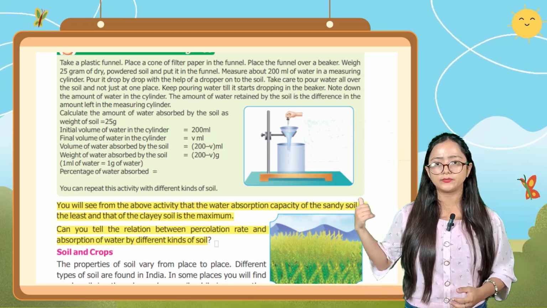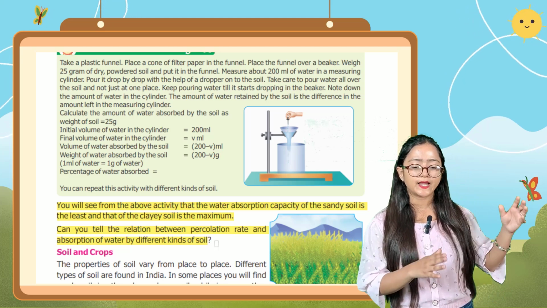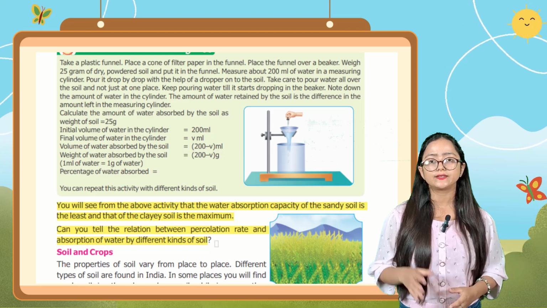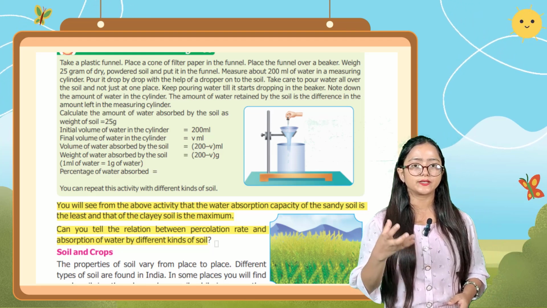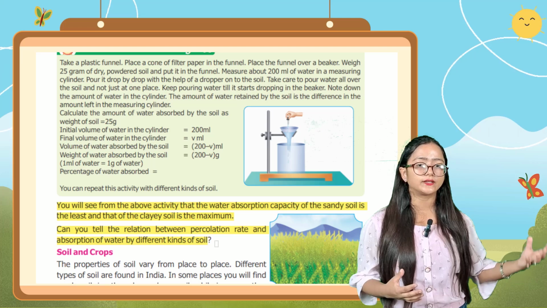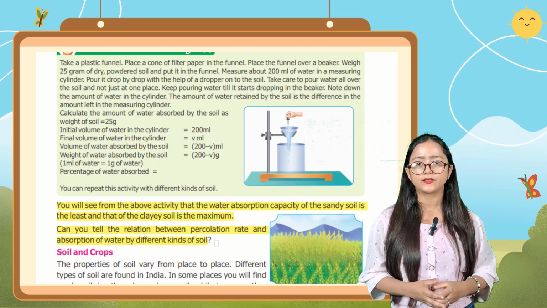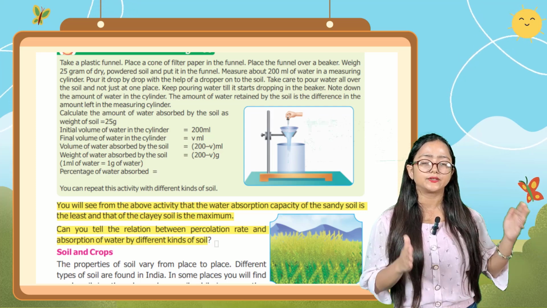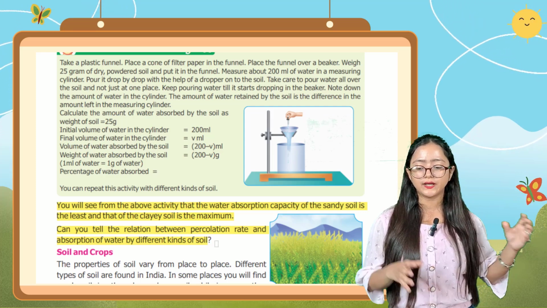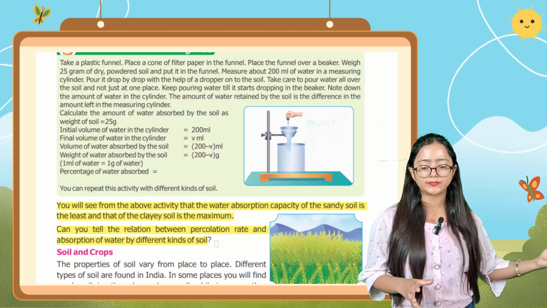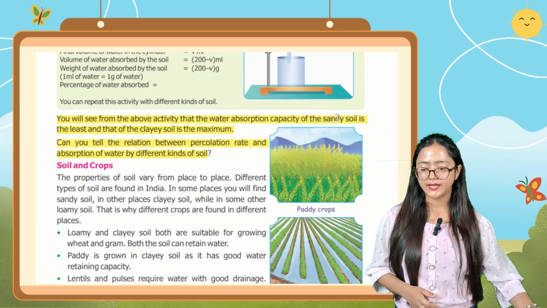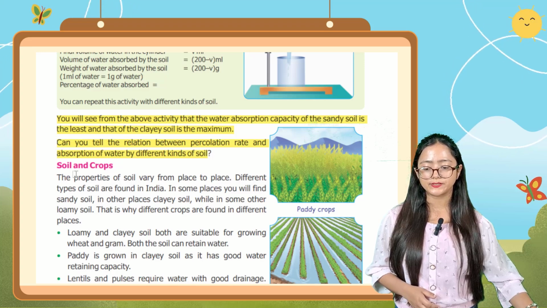So as you perform the above activity, you can see that the water absorption capacity of different types of soil is different. In the sandy soil, the water absorption capacity is less, while in the clay soil, the water absorption capacity is high. Okay. And now the question arises: can you tell the relation between the percolation rate and absorption of water by different types of soil?